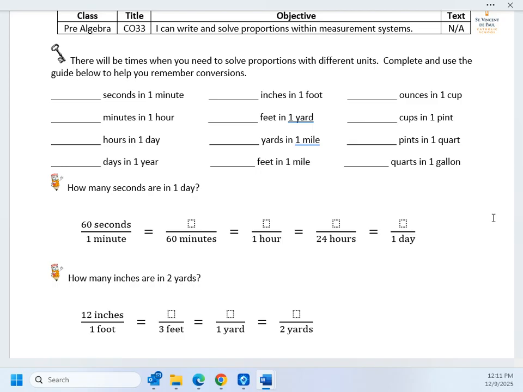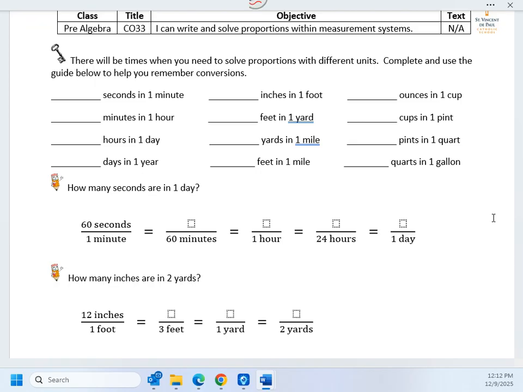This chart that we're going to fill in, you can put on a help sheet, because on the test, if we have to convert stuff, we don't want to be like, ooh, I think it was this, I don't remember. So what we're going to fill in, you can put right onto the help sheet, so you're not second guessing yourself on the test. So we're going to complete the guide below to help you remember conversions.